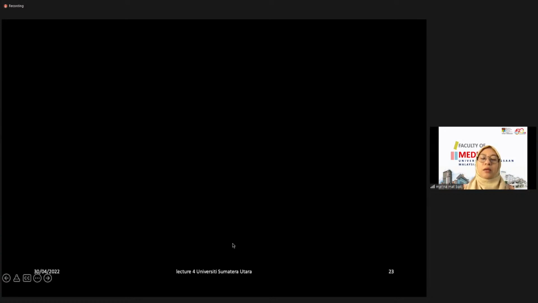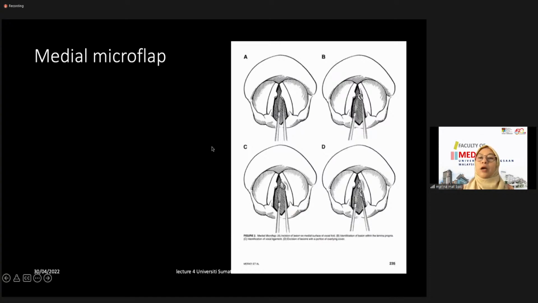So what is recommended is a medial microflap. Yeah, medial microflap, you make the incision on the lesion itself. So when you open up, rather than seeing the ligament, you would see the lesion first, and then you dissect the lesion off the vocal ligament. If the lesion is small, the cyst is small, you can cut the cyst together with the mucosa like that, and whatever leftover mucosa, you put it back. However, in certain cases, you may be able to remove the cyst totally without cutting off the flap that you have raised, which I'm going to show in a video.